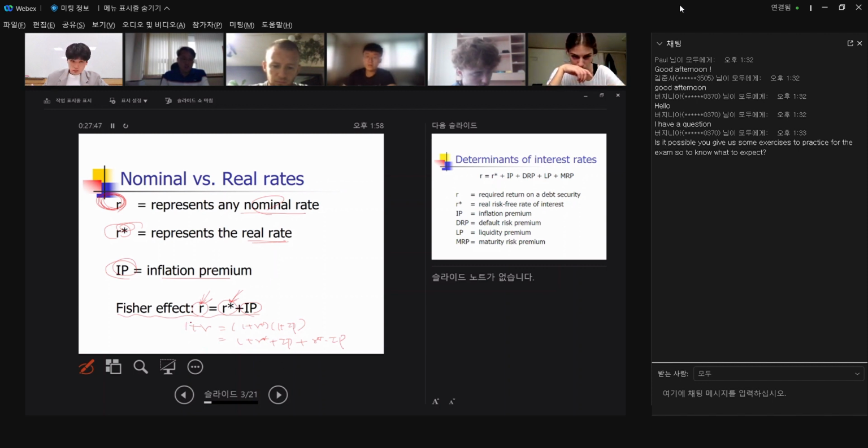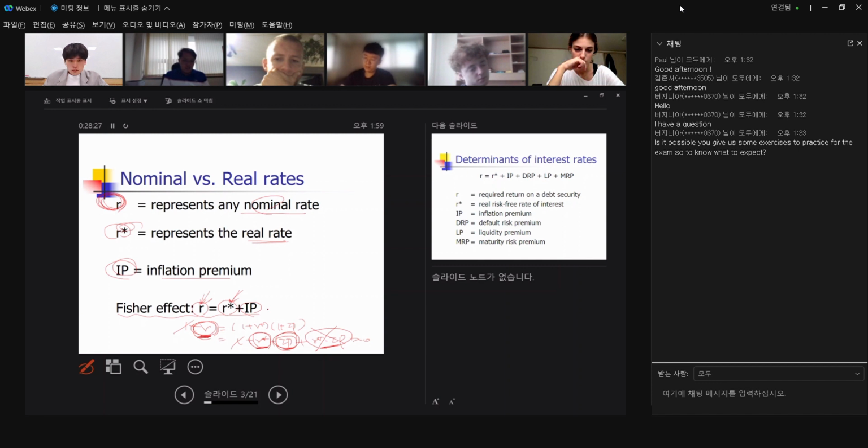The 1 on each side is wiped out. Then the remaining is R, nominal interest rate, equal to real interest rate plus inflation premium plus real interest rate times inflation premium. But this term is very, very small. It's almost zero, so we ignore this last term. So the remaining one is that the nominal interest rate is real interest rate plus inflation premium. That's the Fisher effect, and more exactly, the definition of the Fisher effect is as follows.